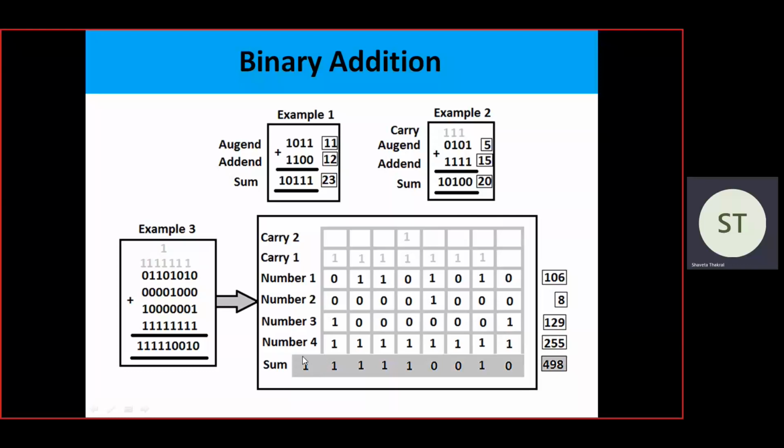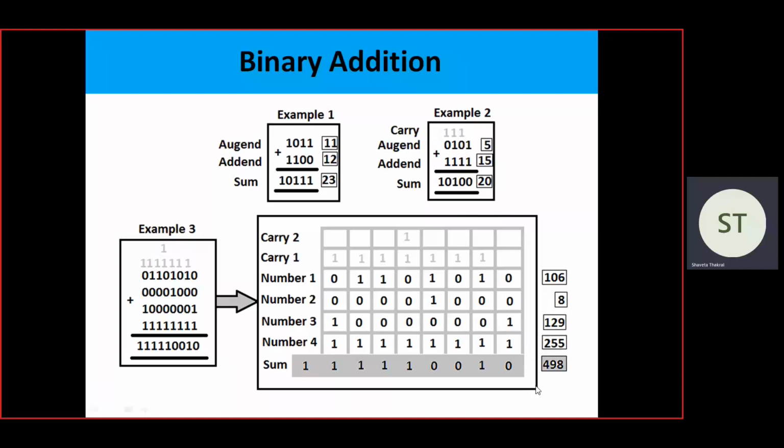So final carry is written at the most significant bit position, and we see that we have added a total of 4 numbers. In decimal their values are: number 1 is 106, number 2 is 8, number 3 is 129, and number 4 is 255. So when we add these 4 numbers, the result should come out 498. If we calculate the binary equivalent of 498, that will be 1111100010.